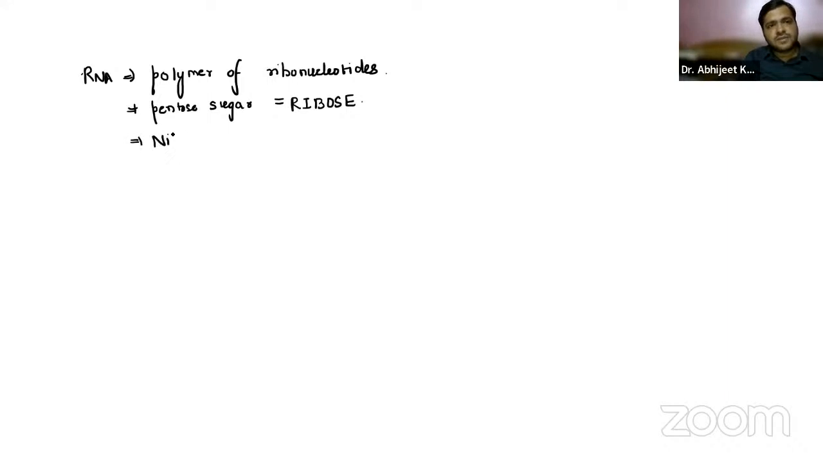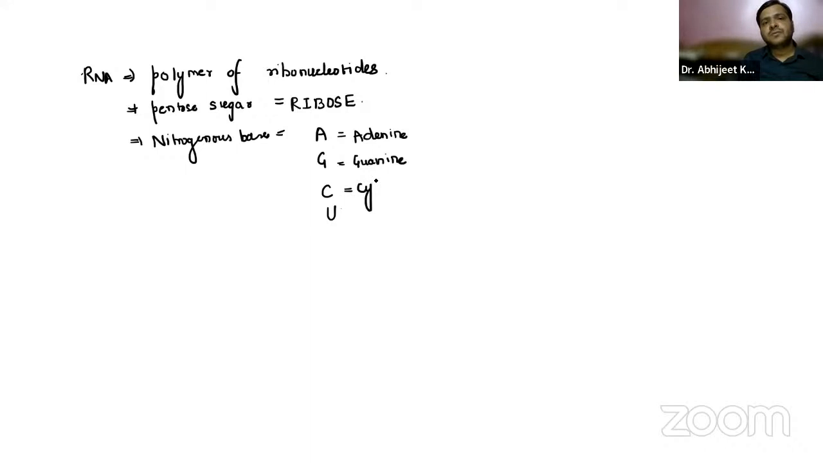Bases, the nitrogenous bases, guys. I have already told you, we have adenine, guanine, cytosine, and uracil. Thymine is not present in the RNA. RNA generally, if we talk about the structure, is single stranded.